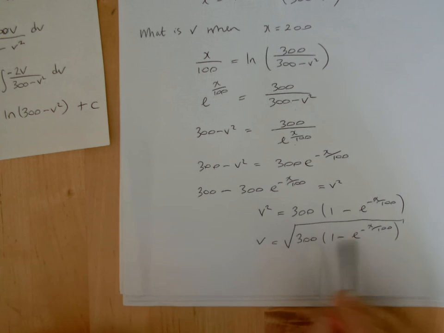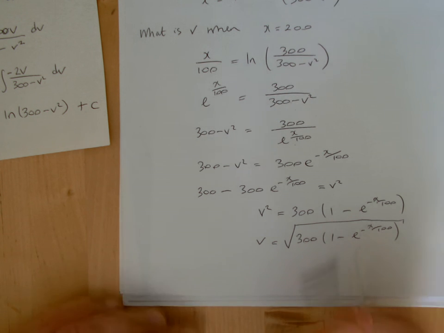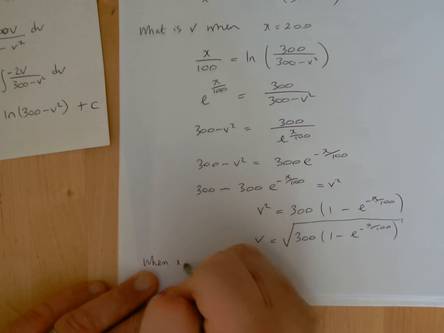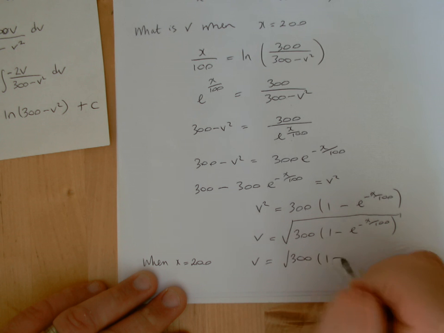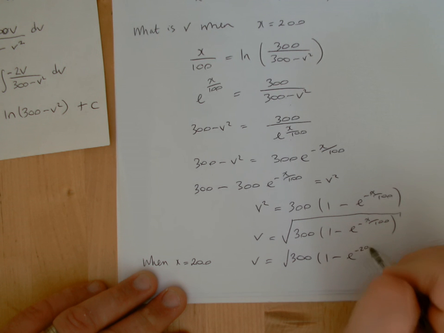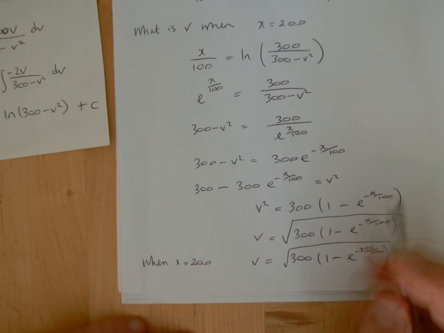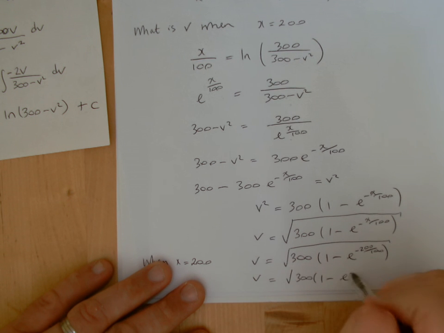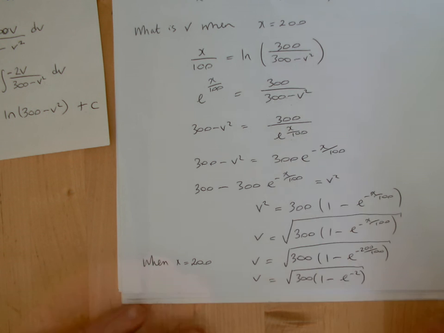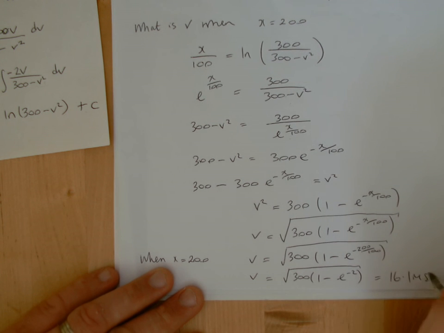Now we've got an expression for v in terms of x, so now I can work out the speed when x is anything I'm asked for. Okay, so in this case I'm asked for when x is 200. v will equal to the root of 300, 1 minus e to the minus 200 upon 100. Okay, so in other words, v is equal to the root of 300, 1 minus e to the minus 2. And if you put that into your calculator, it comes out to be 16.1 meters per second.